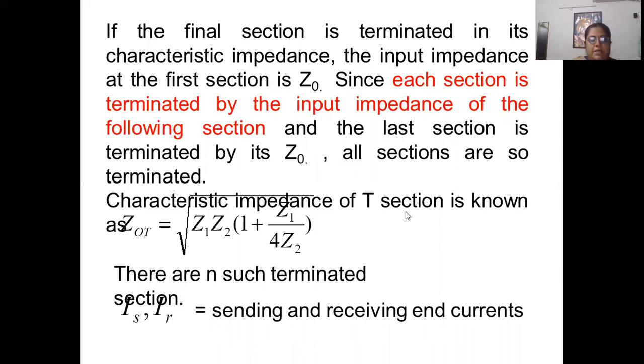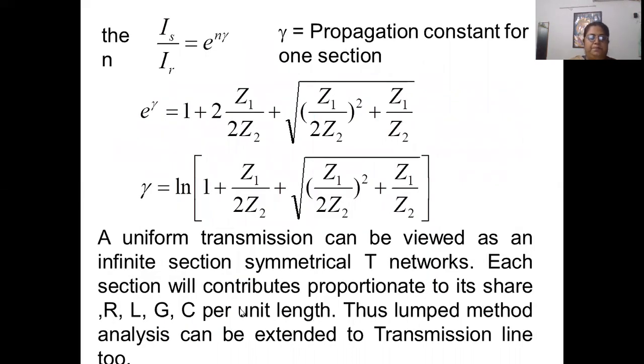Here the characteristic impedance of the T section is given by the square root of Z1 into Z2 plus Z1 square by 4. There are n such terminated sections, where Is and Ir are the sending and receiving end currents. Here, gamma, the propagation constant for one section, is denoted by Is upon Ir, or e to the power of gamma is 1 plus 2 Z1 upon Z2 plus Z0 upon Z2. Here we can denote it by gamma, taking the natural log on the other side.